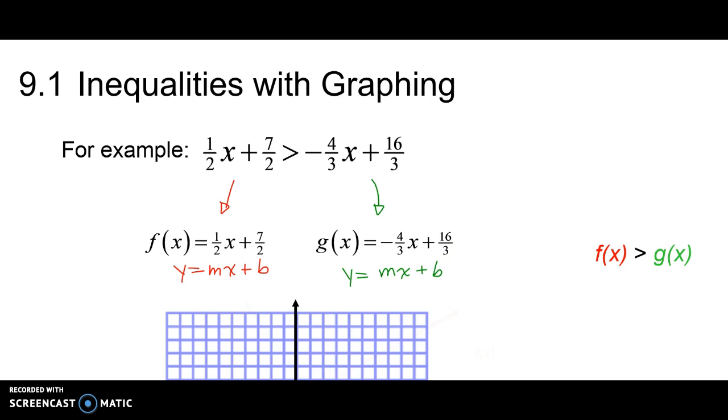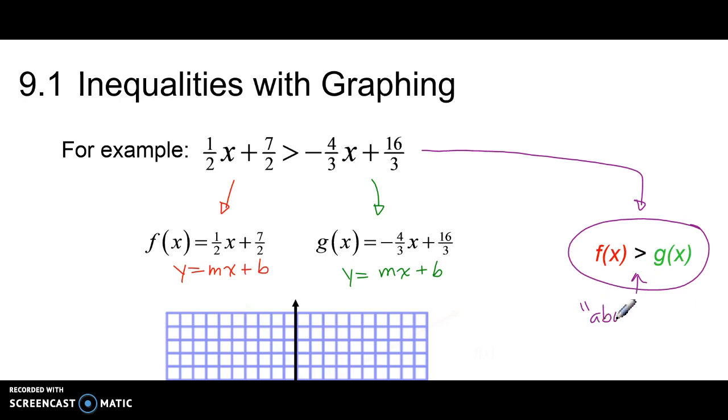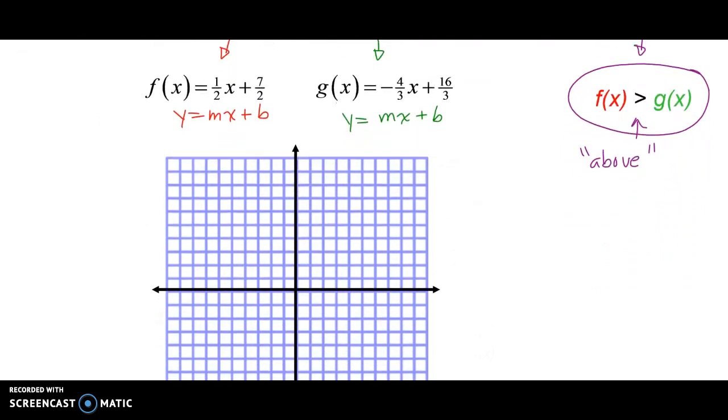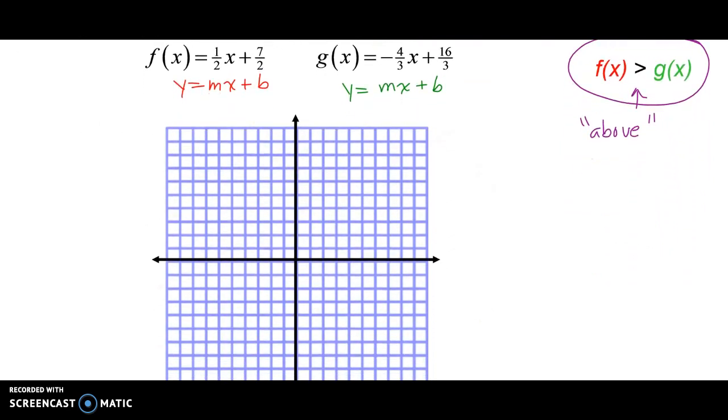But once you have these two things graphed, what this inequality translates as is, where is f of x, the graph we're going to draw in red, bigger than g of x, and bigger than in this case means above. Larger than for a function would mean above, so where is the red graph above the green graph? So if you have a piece of graph paper, try graphing this yourself, and then see if you get the same graph I get. So you might want to pause and then press play once you're done.